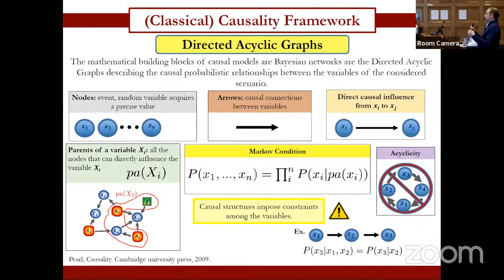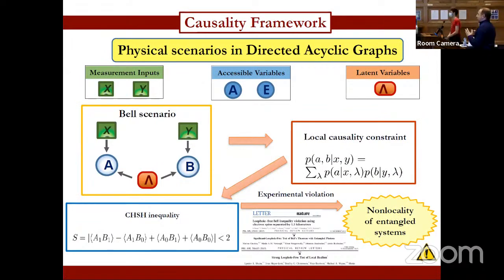Third, the arrow has a direction, which tells us that we have a causal influence from this variable to this other one. Then you can have a general causal structure, for instance this one, where you have some variable which is influenced by other variables, and then you can obtain a Markov condition that will describe how all these random variables are interconnected. Finally, you cannot have cycles, because each node represents an event, so you cannot self-influence by influencing other events later on. And then causal structure imposes constraints among the variables. We have this simple scenario here: X1 is influencing X2, X2 is influencing X3. That's a very well-defined framework, and now we would like to exploit it to carry out tests on quantum mechanics.